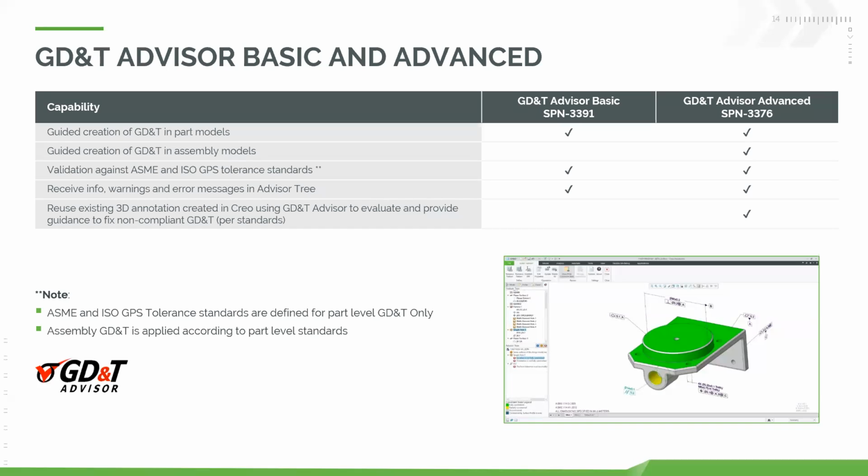So that's for a particular type of case where you have models that were all fully dimensioned and toleranced, and then you want to use the GD&T Advisor later on after the fact to go back and retroactively see anything that was non-compliant. So if you have models that were all defined using 3D annotations outside of the advisor, and then have the advisor check all of those annotations, it's able to do that, but it would require the advanced license. So those are the main two differences.